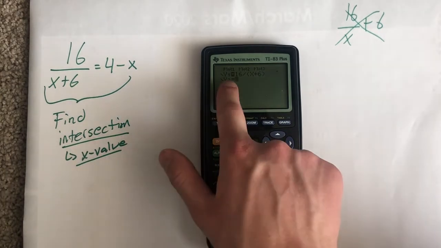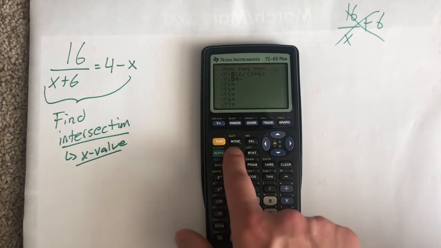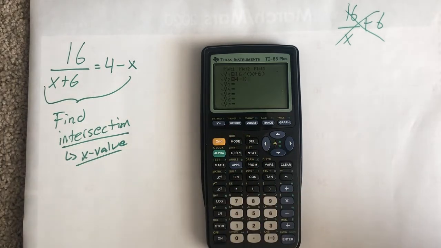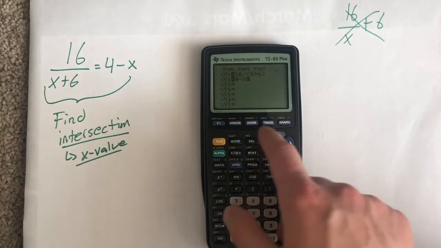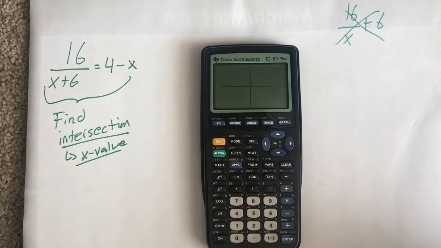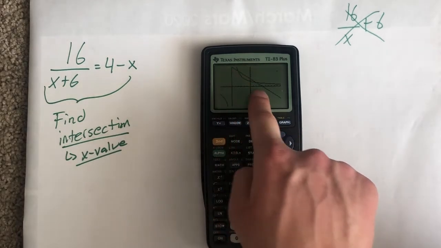And now we are going to go to y2 and graph our other function, 4 minus x. Now, I don't know what my window looks like at the moment. I did see that I had other equations on here, so I may have an ugly window that we'll be able to fix. So I'm going to press graph and see what it pops up like. So it looks like I have 2 intersection points here.